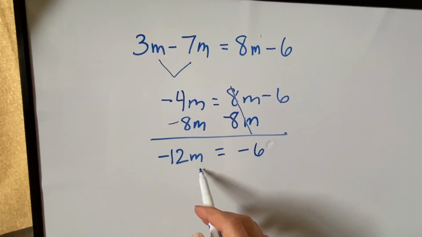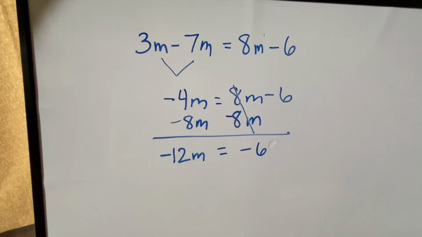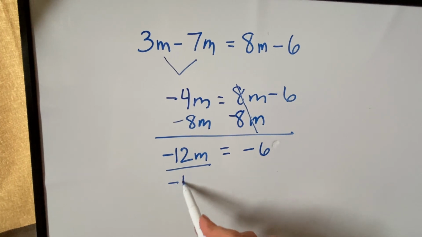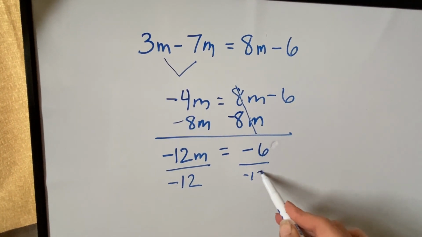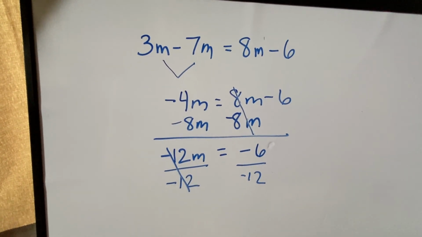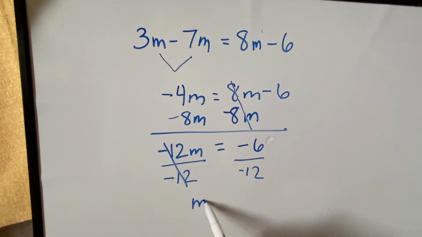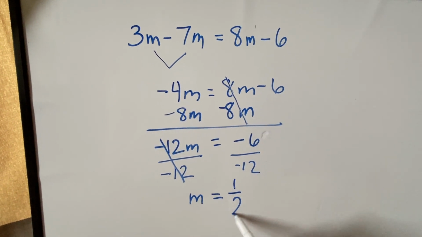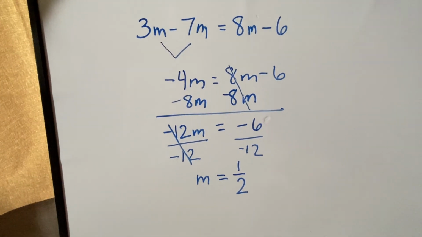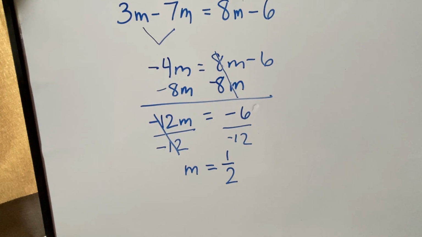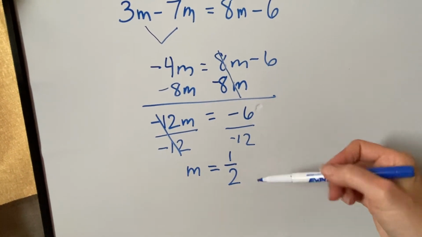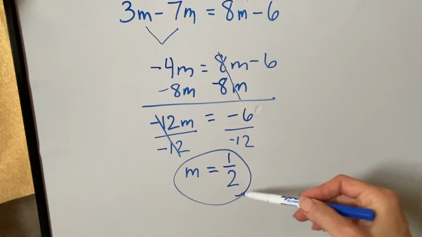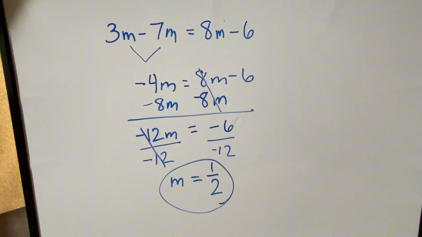We want m to be by itself. Right now it's being multiplied by negative 12, so to get rid of that, we do the opposite. Negative 12 divided by negative 12 is 1. 1 times m is m, equals 1/2. I just went ahead and reduced that. 6 divided by 6 is 1. 12 divided by 6 is 2. Both of them are negative, so the answer becomes positive. M is going to equal 1/2.